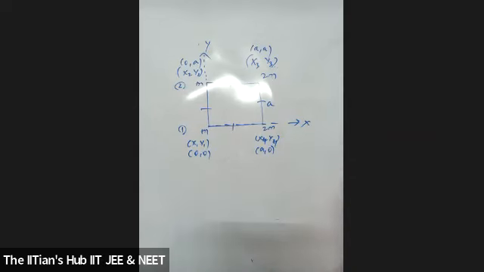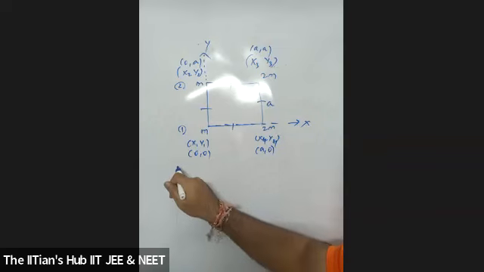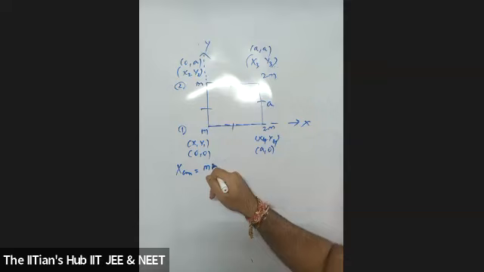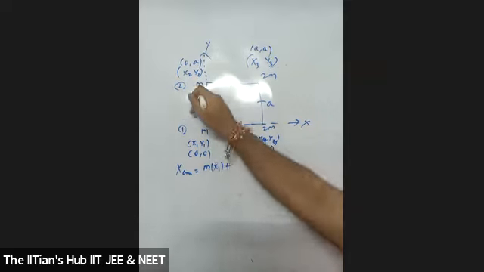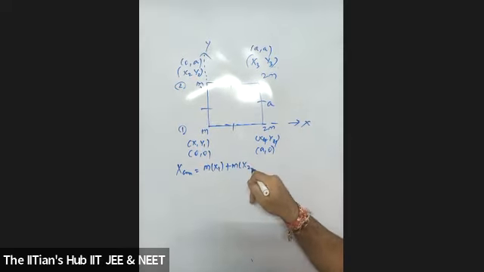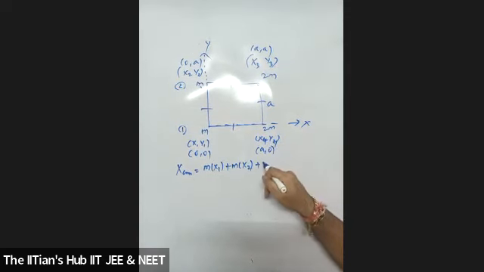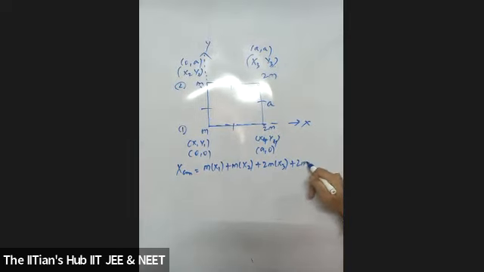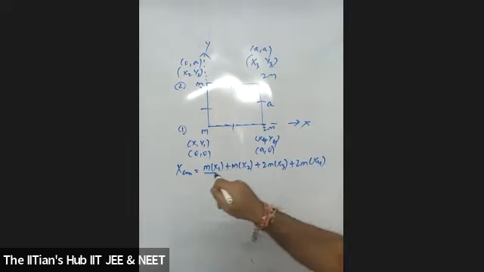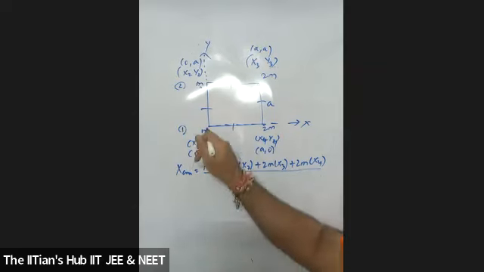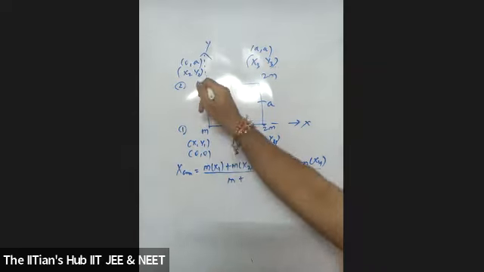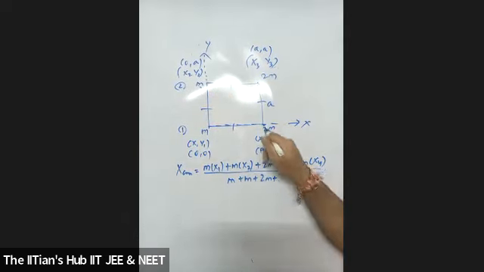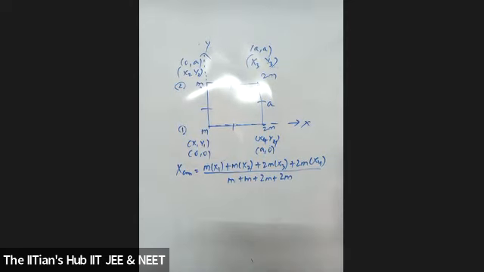Yes, Nishant, absolutely correct. So now, students, if I go for XCM, what will be the formula? It will be M1x1 plus M2x2 plus M3x3 plus M4x4, are you getting it, rest of the students, upon M1 plus M2 plus M3 plus M4. And these are the X coordinates.